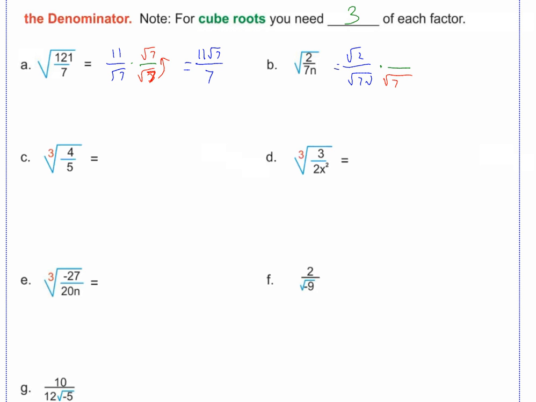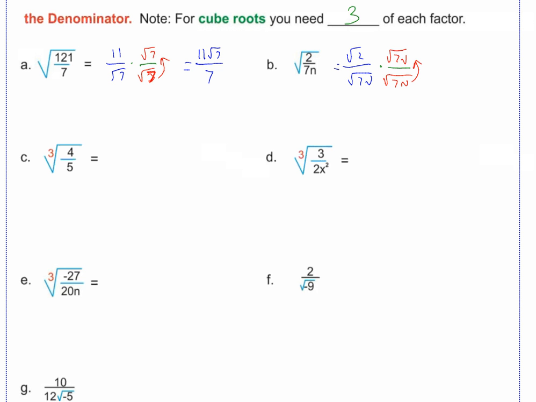How many n's do you need? 2, because the index is 2. How many n's do you have? 1. So supply the second n. Whatever you do to the bottom, do the same thing to the top. Again, the bottom is where you're looking, because the bottom is where the issue is. The bottom is where you can't have a radical.